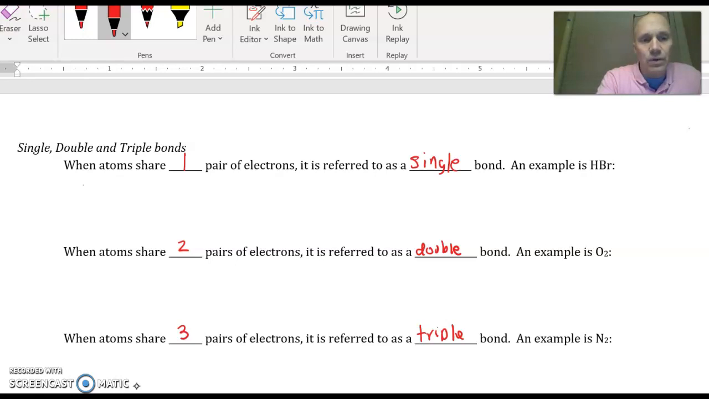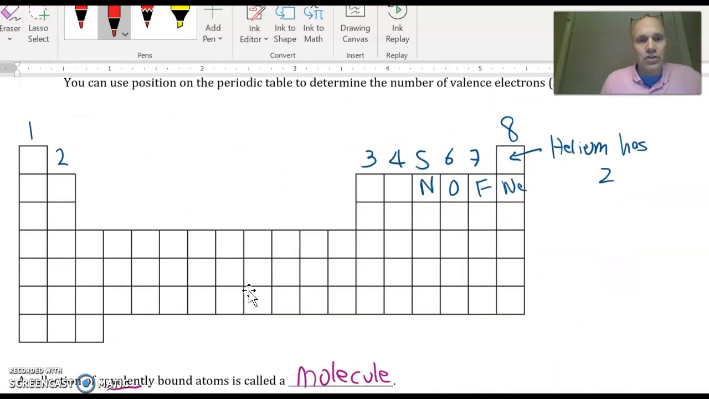So I'm going to draw a hydrogen, and we need to know how many valence electrons it has. If you refer back to this chart right here, hydrogen is right here. You can just look at the chart or the periodic table and say that's going to have one valence electron. Bromine, I'll go ahead and show you, would be right here. That's going to have 7 valence electrons.